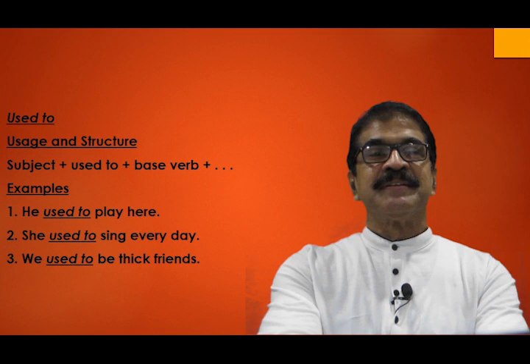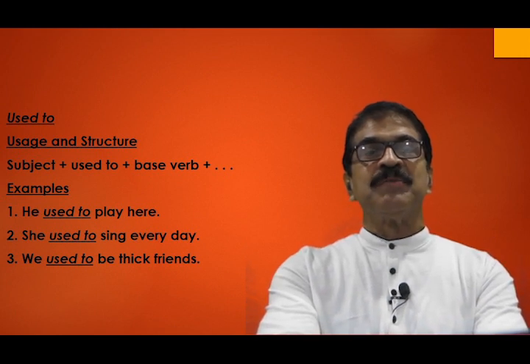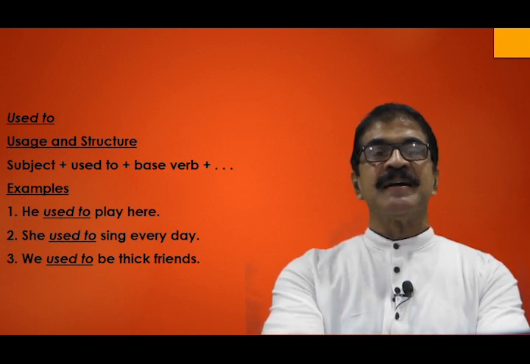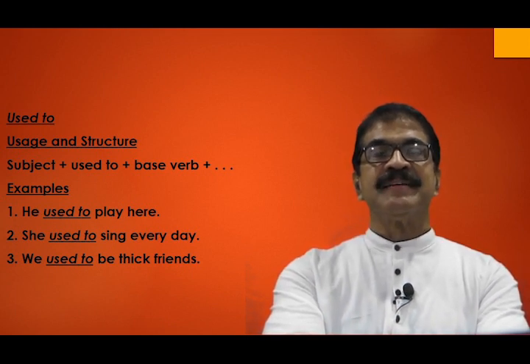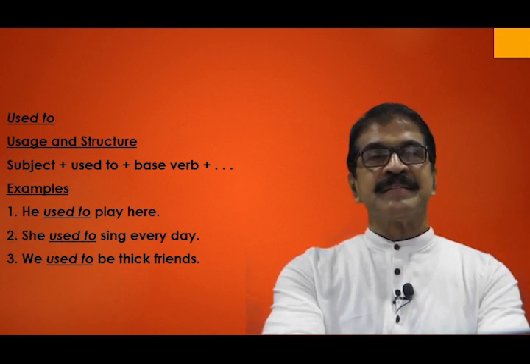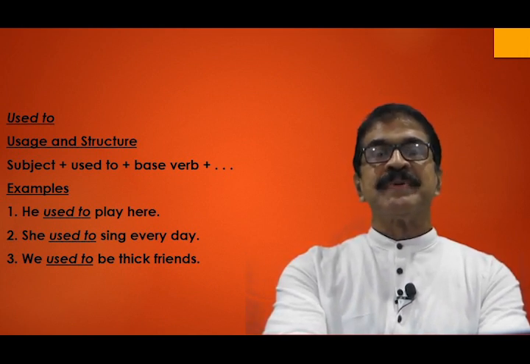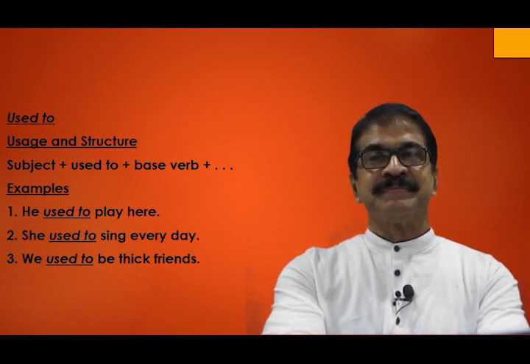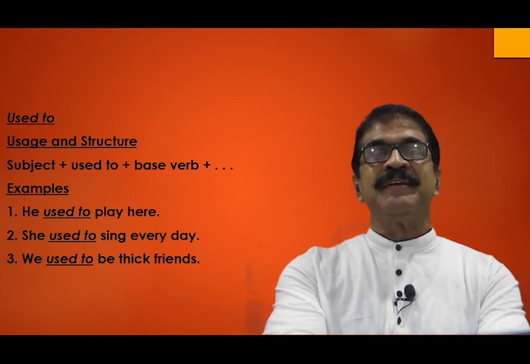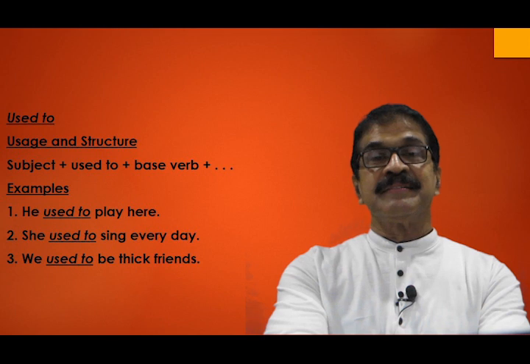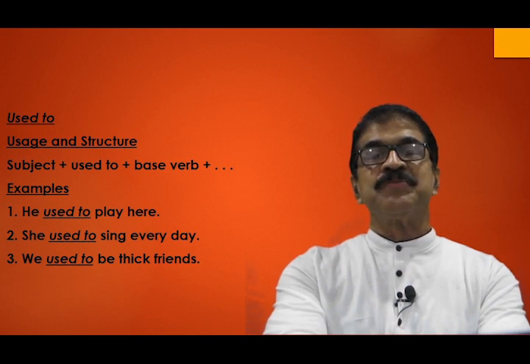Usage and structure. Used to is a modal verb that we specifically use to talk about habits we had in the past. Here is the basic structure: subject plus used to plus base verb. Examples: he used to play here. She used to sing every day. We used to be thick friends.